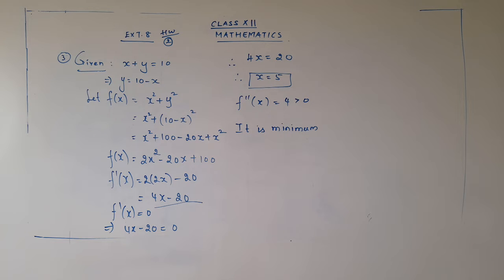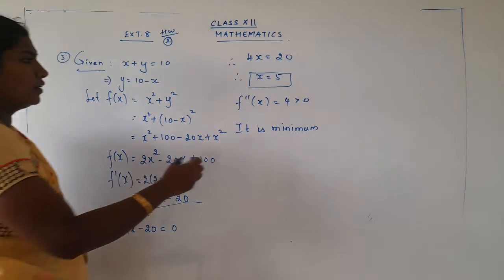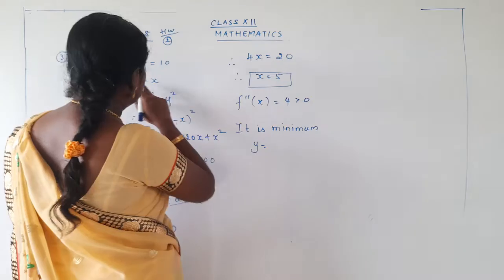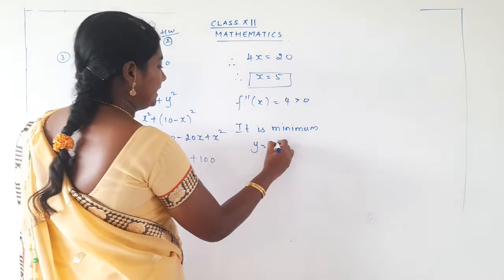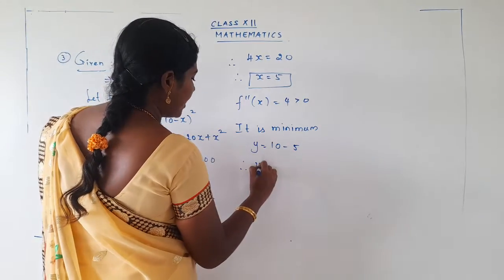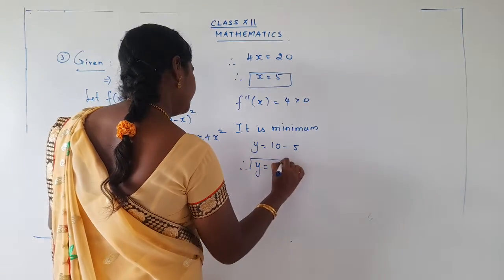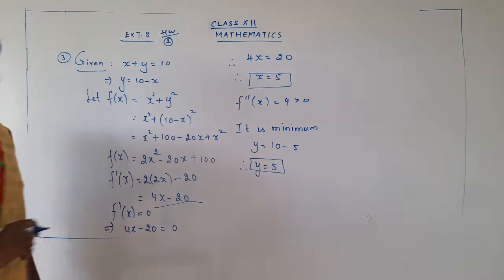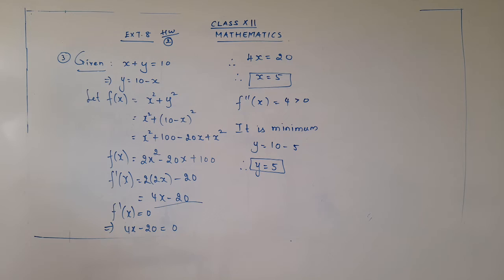It is minimum. Okay, done? Now, what do you have to find out? You have to find out the value for y. Just put here, y is equal to 10 minus x. So 10 minus 5, therefore y is equal to 5. So y is equal to 5. So I have found the value for x and I have found the value for y also. So we know both the values.